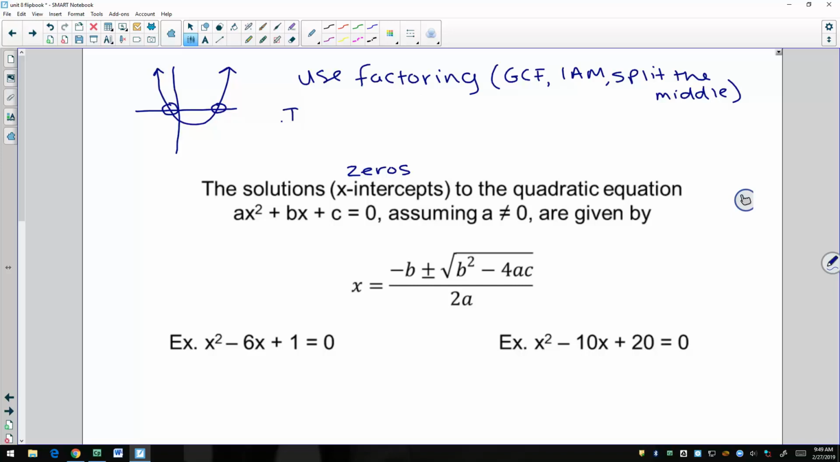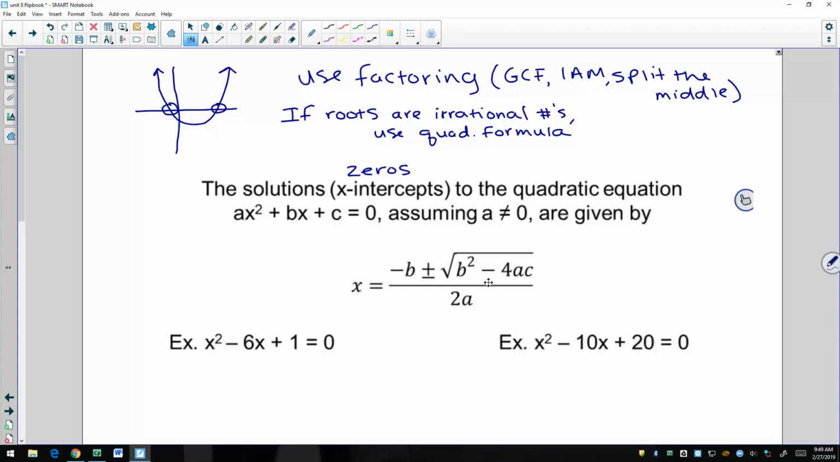So if the roots or the zeros or the solutions are irrational numbers, you're not going to be able to factor. You're going to want to use the quadratic formula. Now, the quadratic formula also still works if the roots are rational and nice numbers. But you don't ever really have to use factoring. You could always use the quadratic formula.